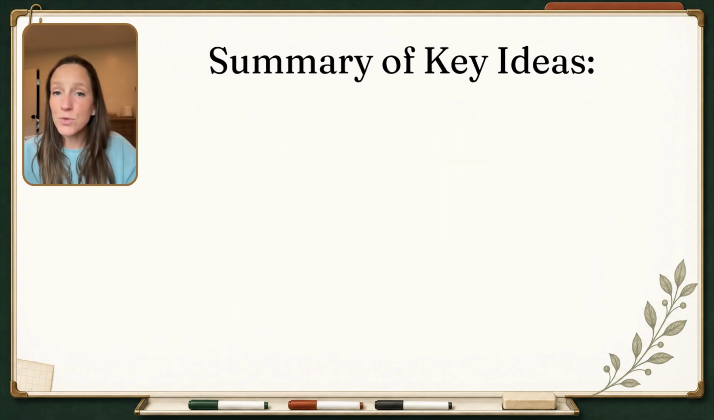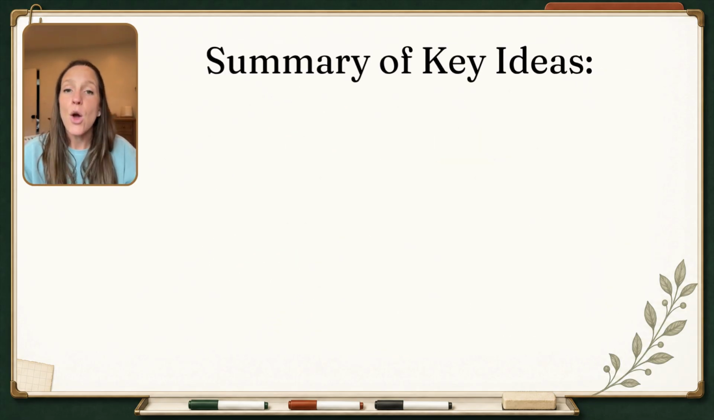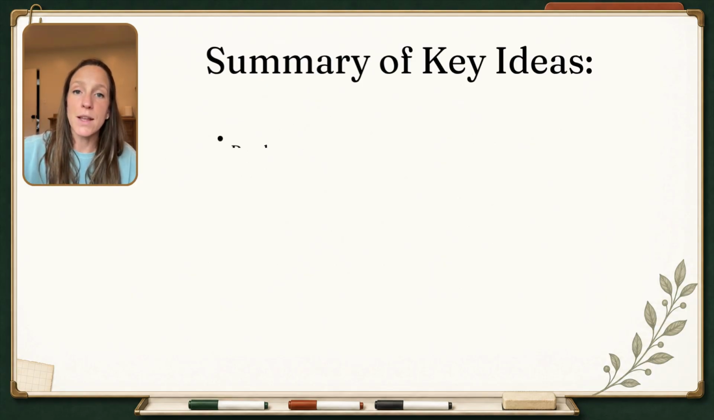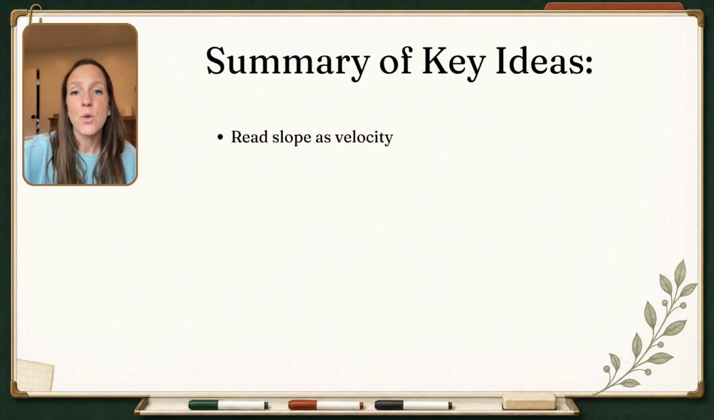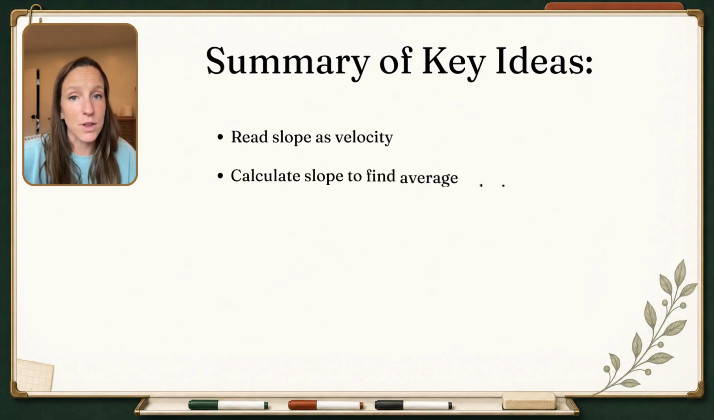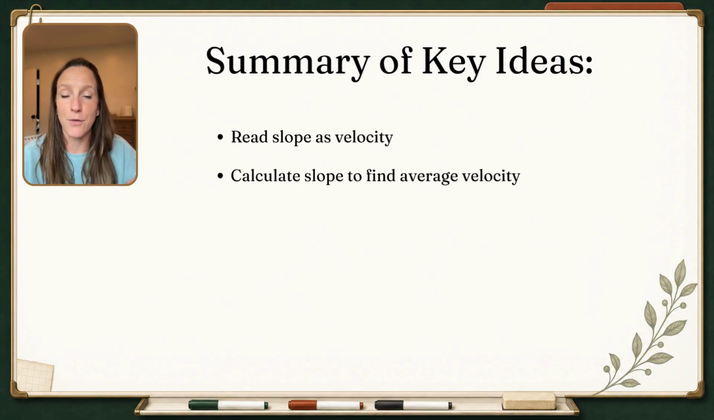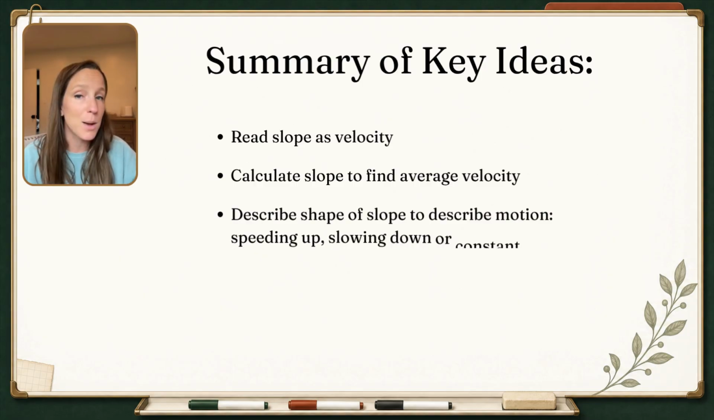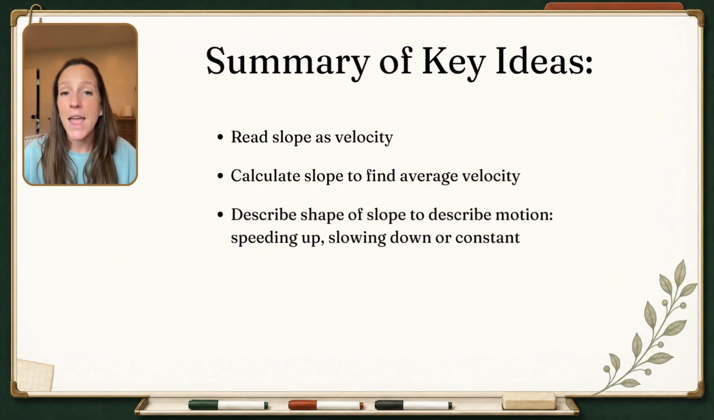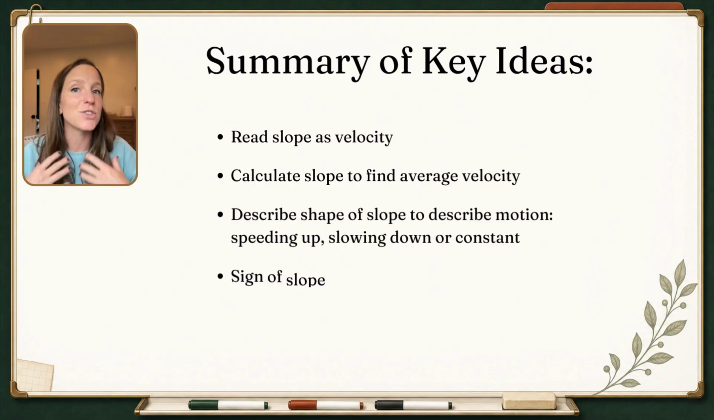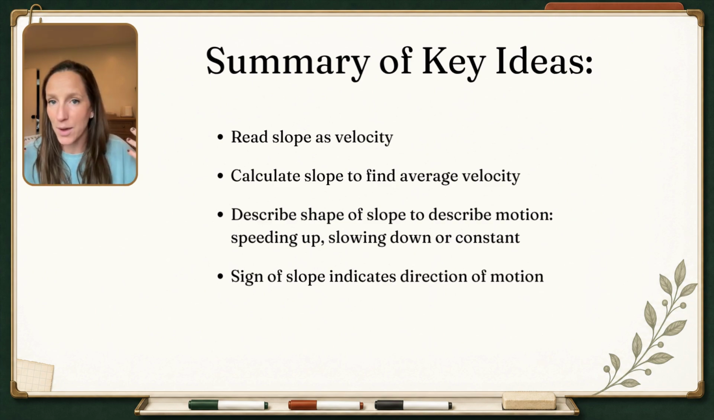So to do a quick summary here, when we're looking at position versus time graphs, we're reading the slope as velocity. We can calculate an average velocity using 2 points on our graph and calculating the slope, or we can simply describe what's going on, speeding up, slowing down, constant speed, and a direction of motion by just describing the slope as increasing, decreasing, or constant, and seeing whether it's positive or negative.